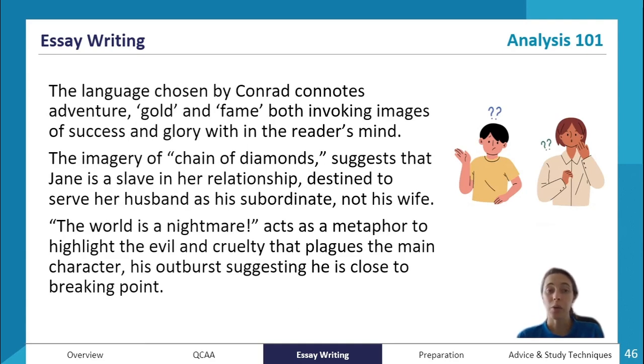So here, the language chosen by Conrad connotes adventure, gold and fame, both invoking images of success and glory within the reader's mind. The imagery of chain of diamonds suggests that Jane is a slave in her relationship, destined to serve her husband as his subordinate, not his wife. The world is a nightmare acts as a metaphor to highlight the evil and cruelty that plagues the main character, his outburst suggesting he is close to breaking point.